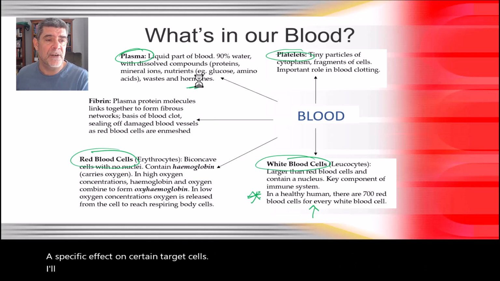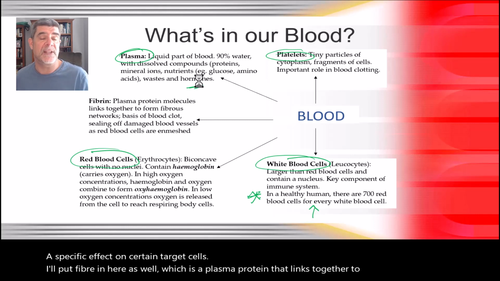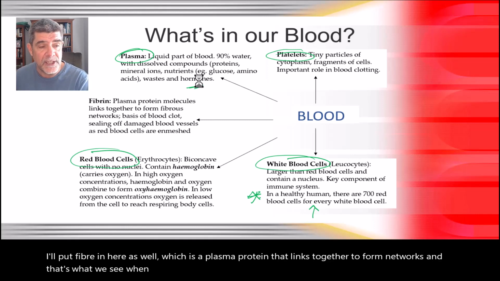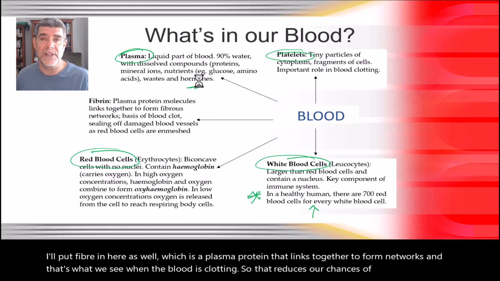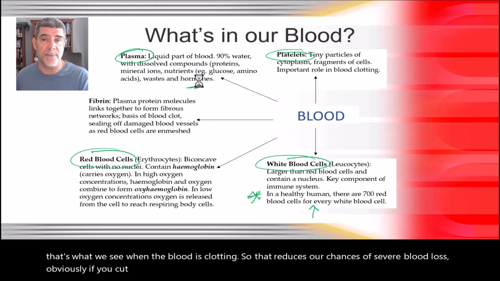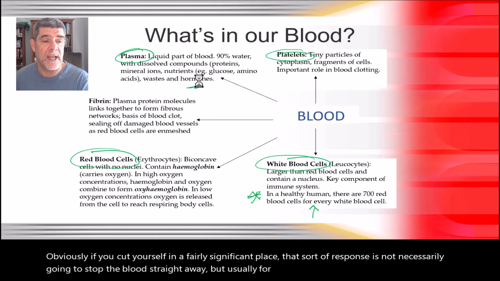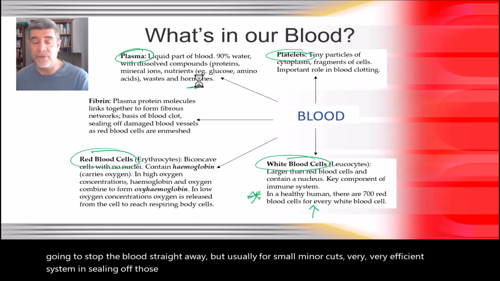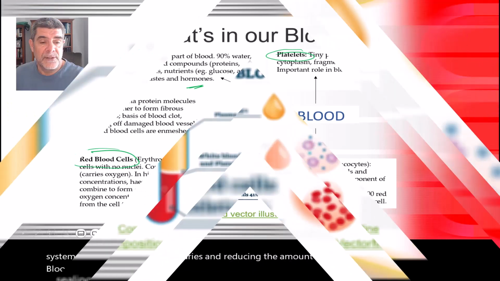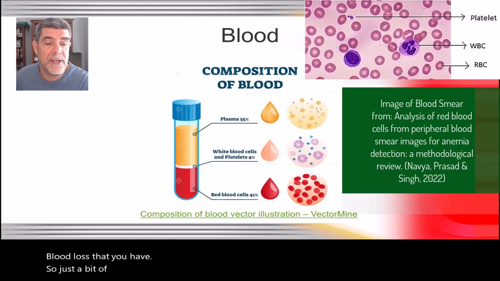I've put fibrin in here as well, which is a plasma protein that links together to form networks, and that's what we see when the blood is clotting, so that reduces our chances of severe blood loss. Obviously, if you cut yourself in a fairly significant place, that sort of response is not necessarily going to stop the blood straight away, but usually for small minor cuts, very, very efficient system in sealing off those capillaries and reducing the amount of blood loss that you have. So just a bit of an overview then of the main composition of the blood.